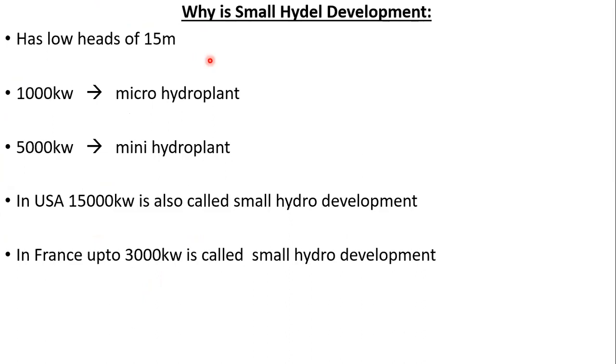Next one, why we are going for small hydro developments and why this small hydro development is more attractive, we will see now. So there is a formal definition for this small hydro plant, that if the power output is up to 5,000 kilowatts, it is termed as a small hydro plant.